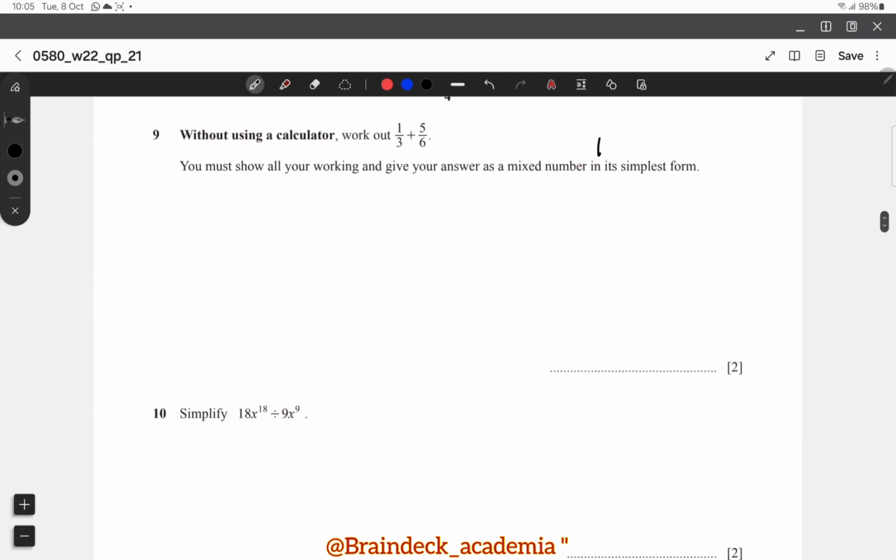Okay, let's move on. Number 9 says, without using any calculator, work out this. You must show all your workings and give your answer as a mixed number. This is quite simple.